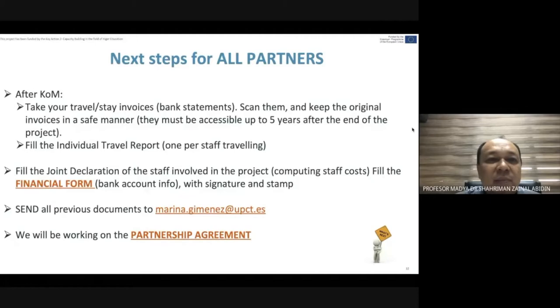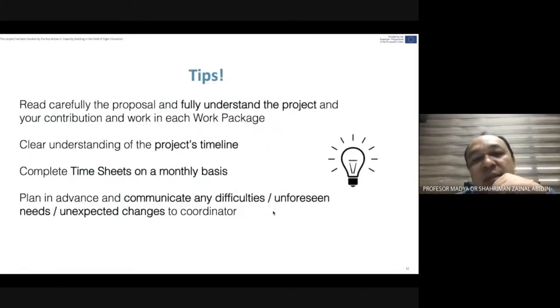And then the next step, after the kick-off meeting, we make sure that you take your travel stay and bank statement, and we have to remind everyone. Fill in the travel report and then fill in the joint declaration in the financial form, bank account, and anything related to financial matters we have to upload to Google Drive and send to the administrator at EPCT Spain, and then we will be working on the partnership agreement. The partnership agreement is important.